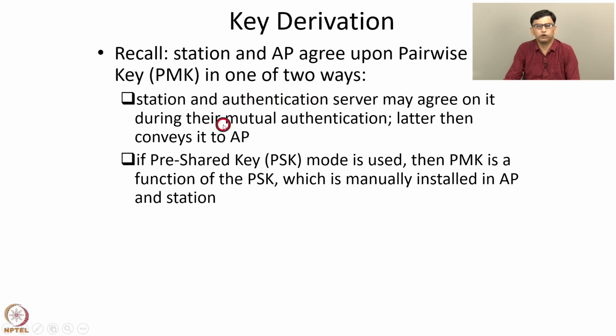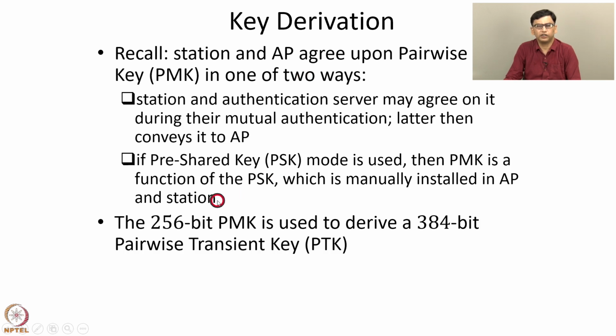In the case of homes and small offices, the PSK mode, or pre-shared key mode, is used. In that case, the PMK is a function of the PSK, which is manually installed in the access point and the station. So, through any one of these ways, the station and the access point agree upon the pairwise master key. What happens subsequently?